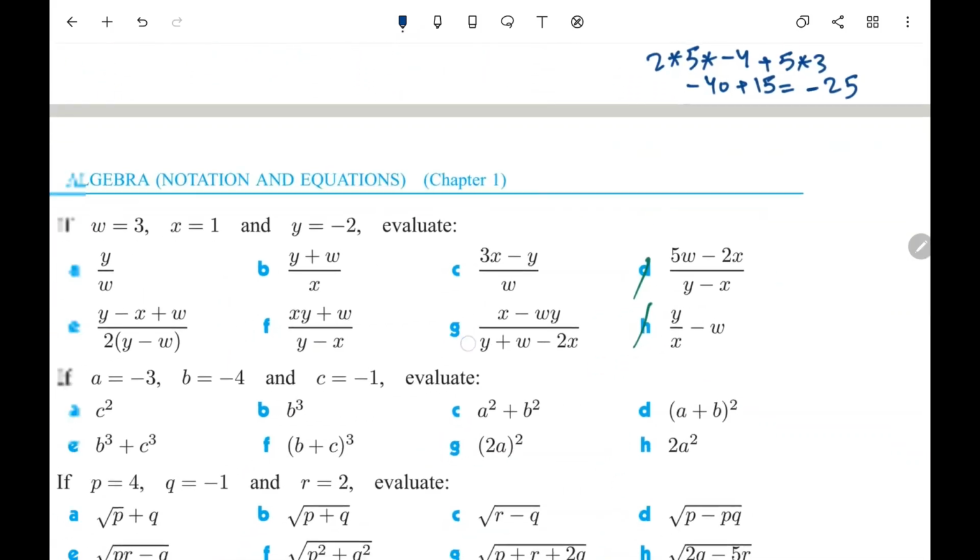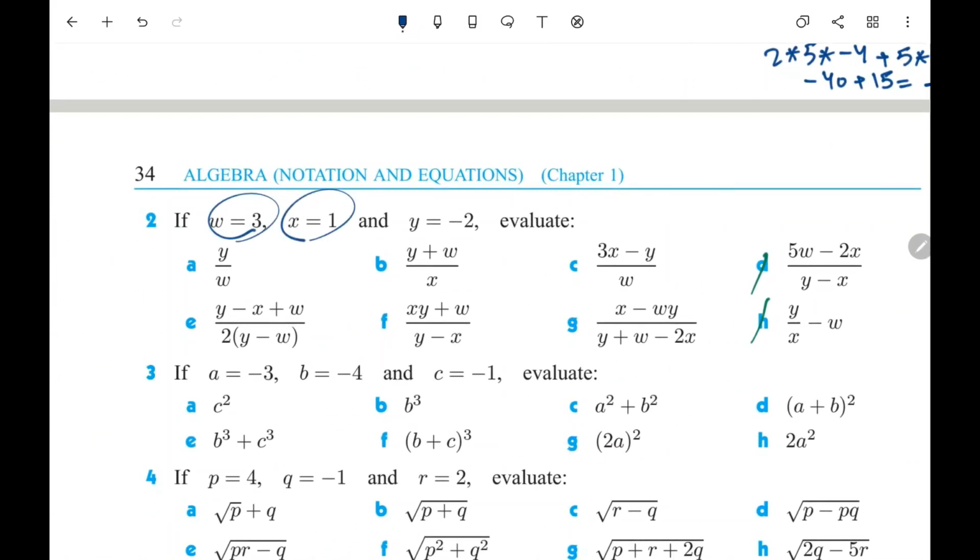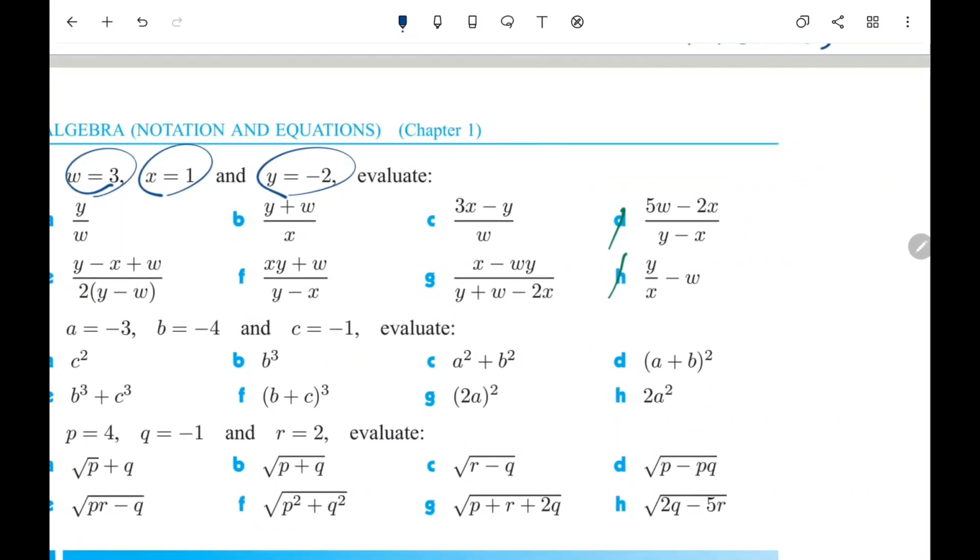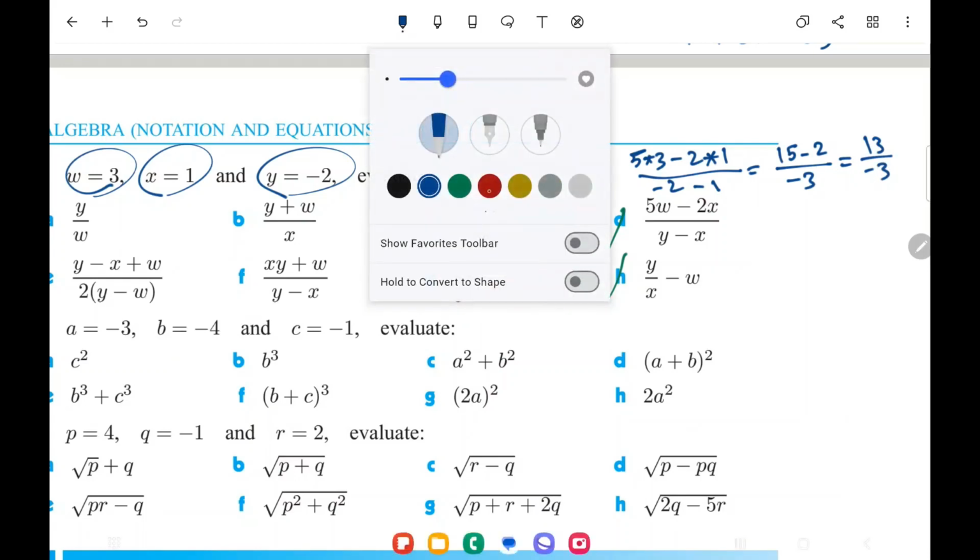Okay. Here we have W equals 3, X equals 1, Y equals negative 2. So 5W, so 5 times 3 minus 2 times X equals 1, all divided by Y, which is negative 2, minus X, which is 1. Moving on: 5 times 3 will equal 15, minus 2 times 1 will equal 2, divided by negative 2 minus 1, which will equal negative 3. So 15 minus 2 will equal 13, divided by negative 3. Okay, moving to the next one.